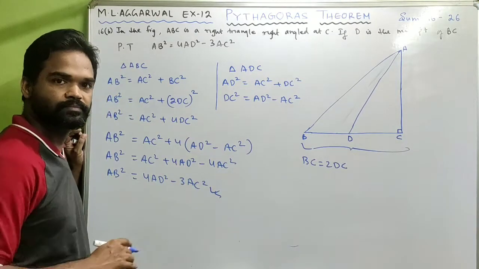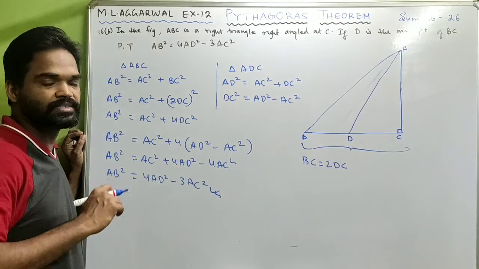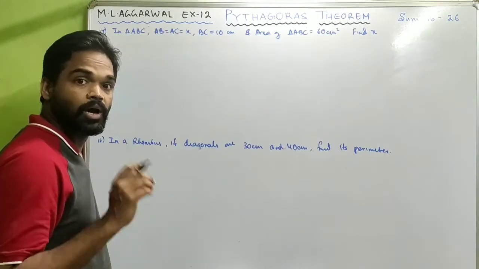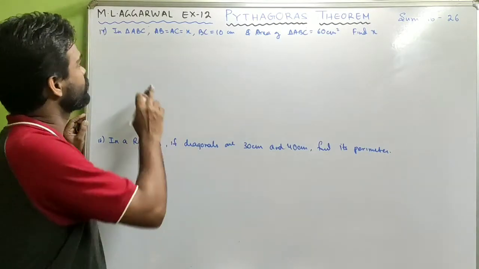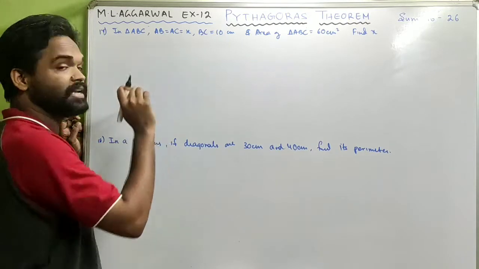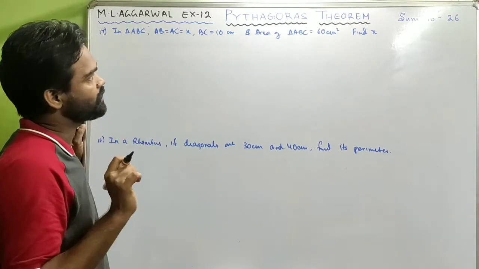Proved? Done. Now let us see the next sum. Now look at sum number 17. In a triangle ABC, AB equals AC, that is equal to x.